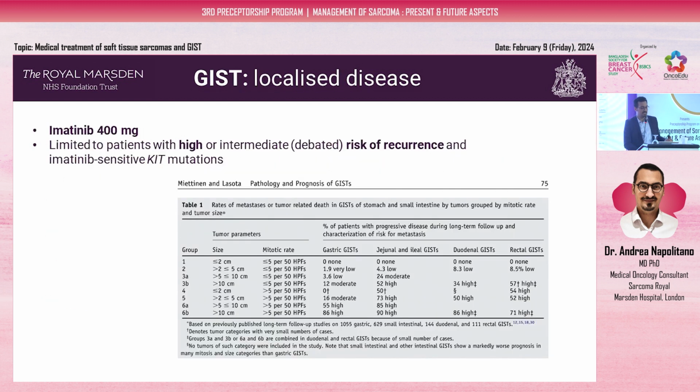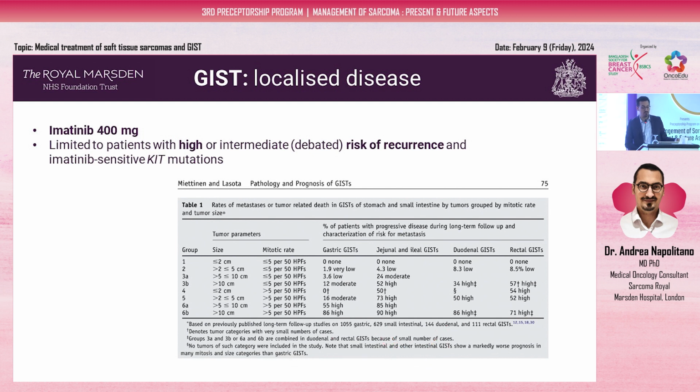If we move to the localized setting, the recommendation is the use of imatinib at 400 milligrams for 3 years. But this is only limited to patients with high risk of recurrence. The use of adjuvant imatinib in patients with intermediate risk is highly debated and is not currently recommended by most guidelines, and only, again, in patients who have imatinib-sensitive mutations. So also in the adjuvant setting, if you have a patient that meets all the criteria of high risk, we do recommend doing the genetic testing, because if you have a patient at high risk of relapse that has a wild-type GIST, there is no benefit in giving adjuvant imatinib.